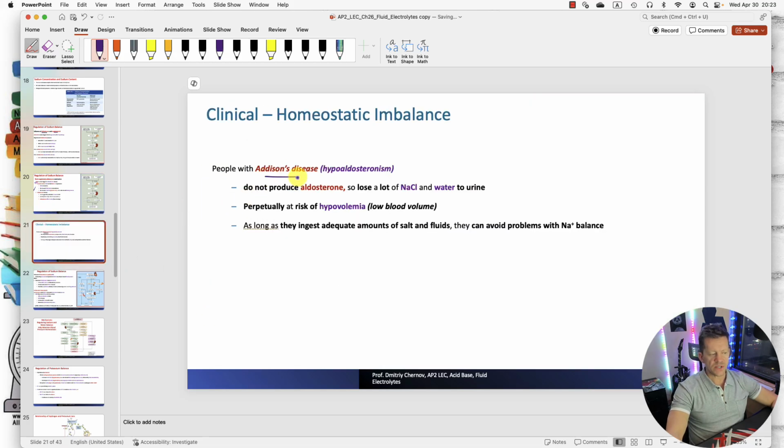Addison disease. So Addison disease is just that there's no production of aldosterone. So there's a loss of lots of sodium chloride and water into urine. So that can also decrease the blood volume and blood pressure.